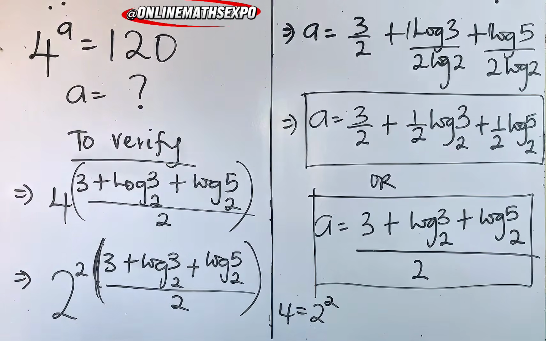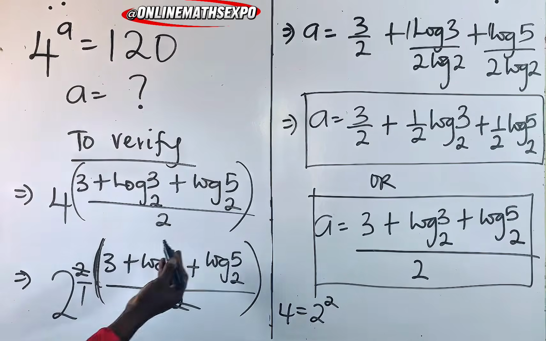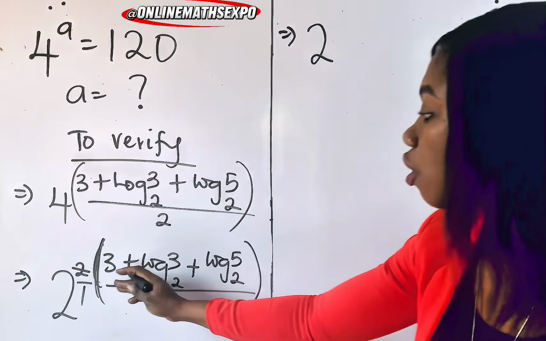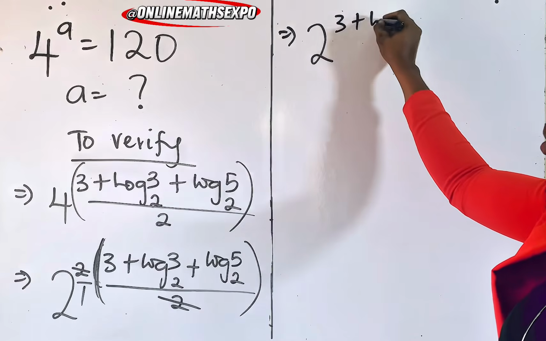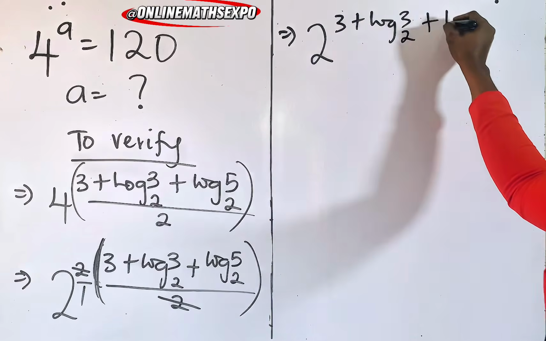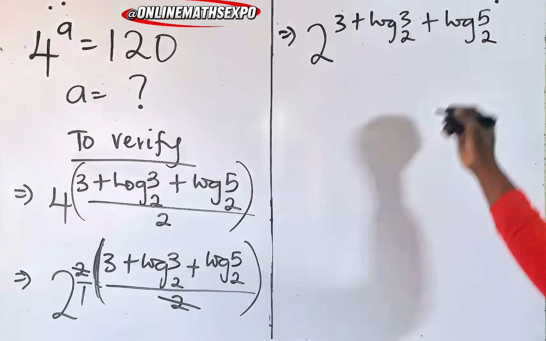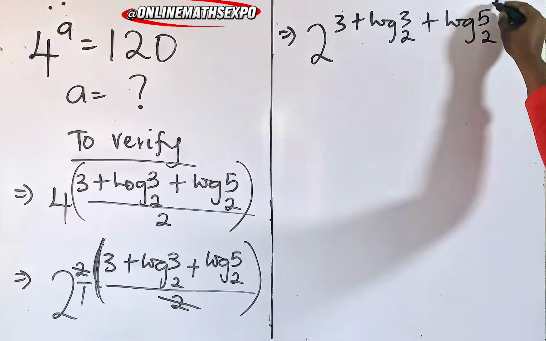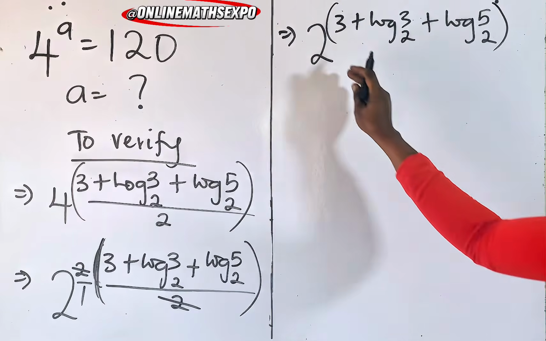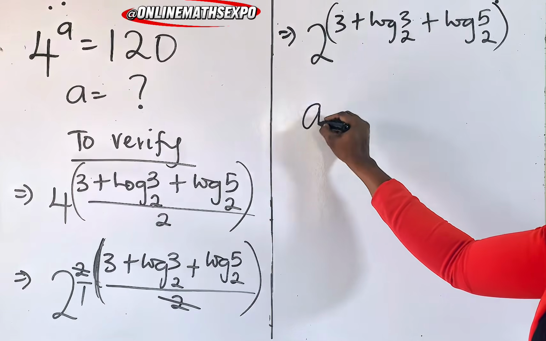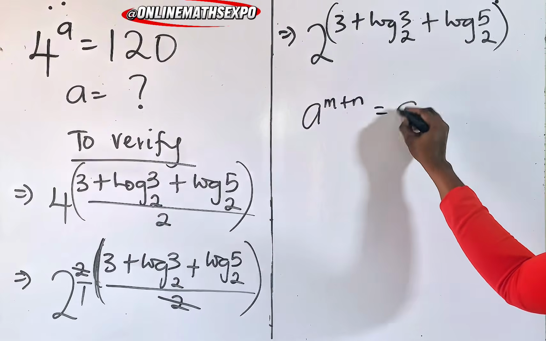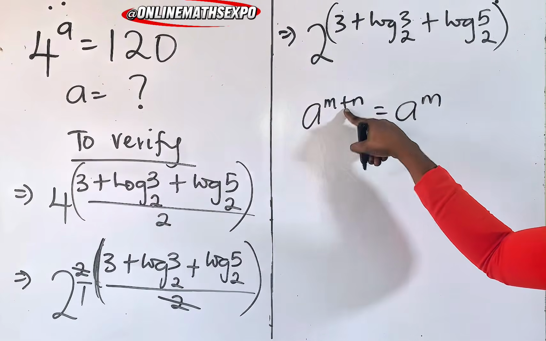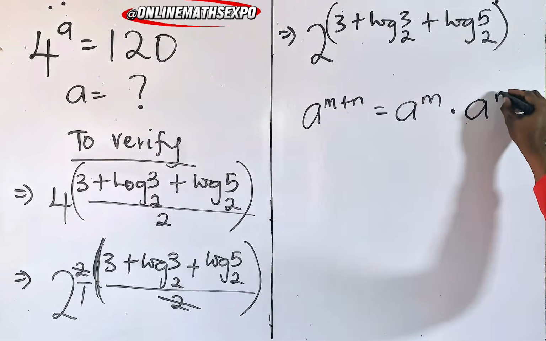Now what do you do next? Multiply the powers. This is 2 on 1. So these 2 will cancel this denominator. And we are left with 2 to the power of 3 plus log 3 base 2 plus log 5 base 2. Denominator is 1, so divide the number by 1. It gives you back that number. And what do you do at this point? Also remember, for every a to the power of m plus n, it is a to the power of m, addition sign, multiply. So this is what you have.